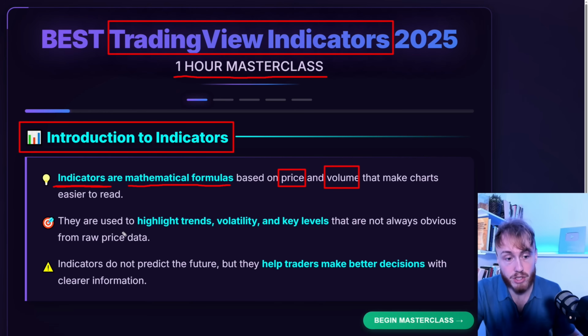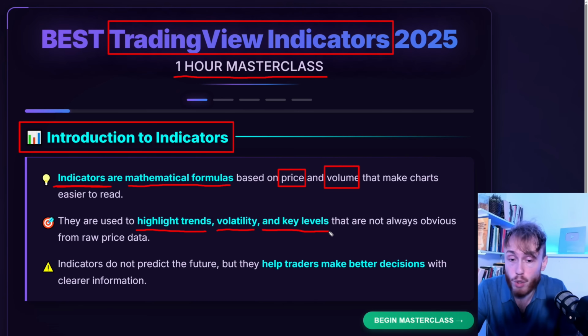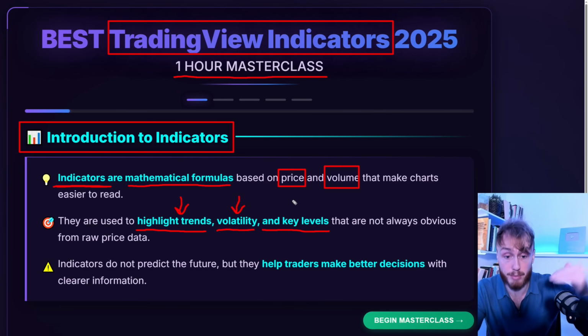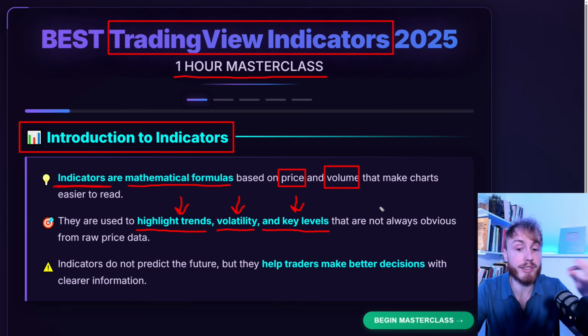And indicators can be used, for example, to highlight trends. They can also show volatility, and they can even show things like key support and resistance levels. In this course, I will show you indicators that show you guys uptrends and downtrends. I will show you indicators that show volatility, in other words, how much is the market moving? And I will even show you support and resistance indicators. One great thing about indicators is that they can show things that are not always obvious by just looking at the raw price data, by just looking at the raw candlestick chart.